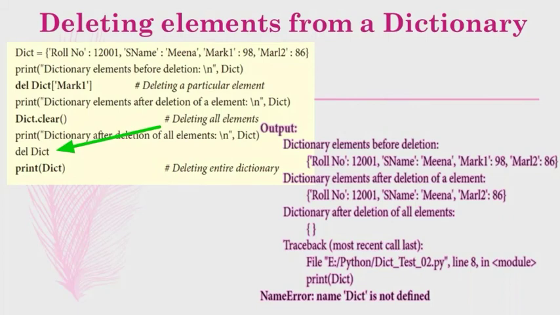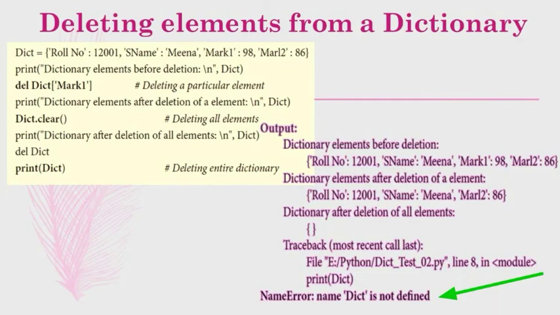Next, if you want to delete the entire dictionary, you have to write like this: del and the dictionary name, DICT. Next, again print the dictionary, print DICT. See here, an error message will be displayed on the output screen: NameError, name DICT is not defined, which means that the dictionary is deleted. So the message name DICT is not defined will be displayed on your output screen.